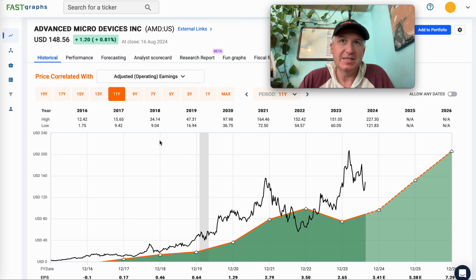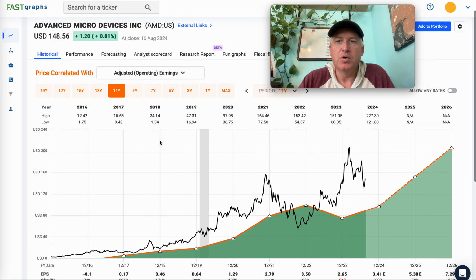They say that about all kinds of semis, especially when they're in a nice upcycle: that cyclicality's over and the stock will never fall deeply again. And I could go back to 2018 when I bought Micron back then too, and people said the same thing, and the stock price still crashed just like it always did. Even though earnings might not have been quite as cyclical as in the past, they were still enough to. And sometimes the market doesn't care.